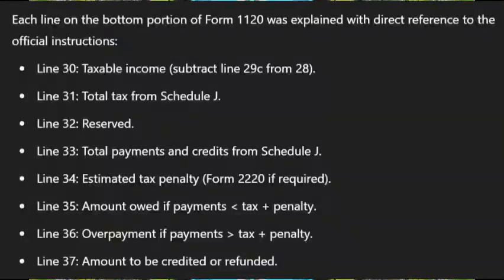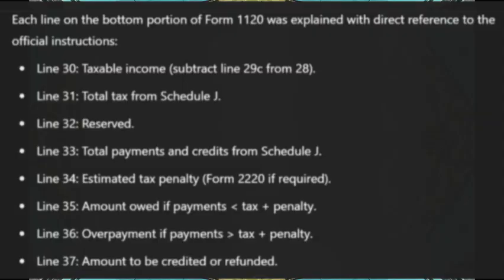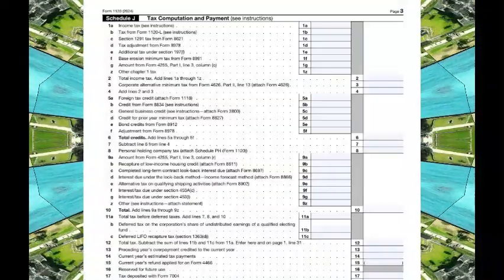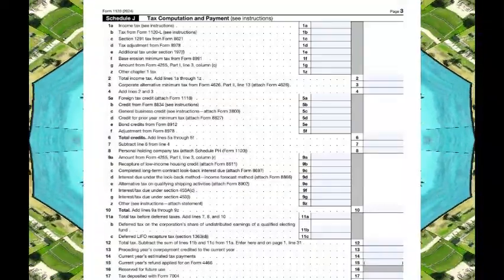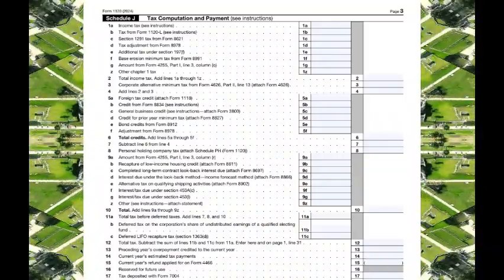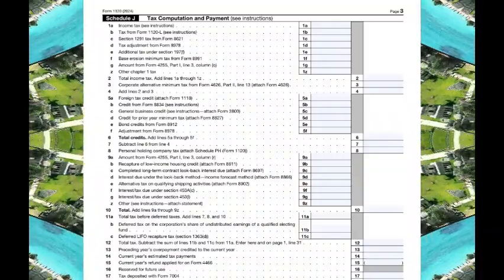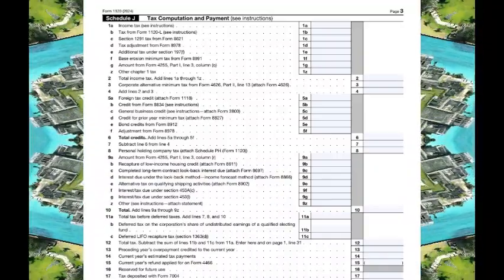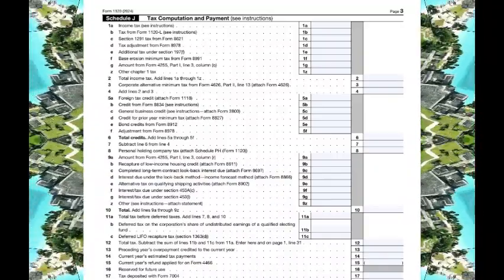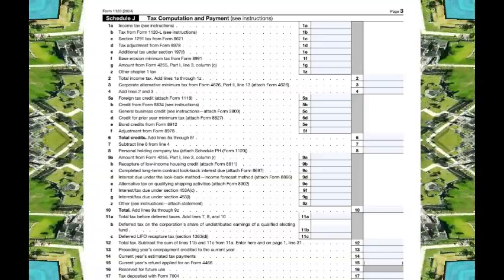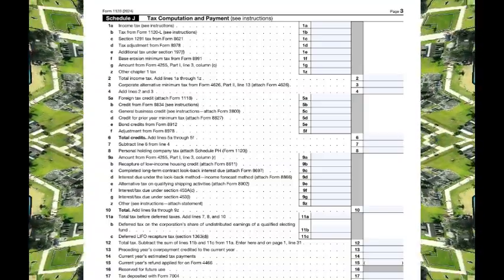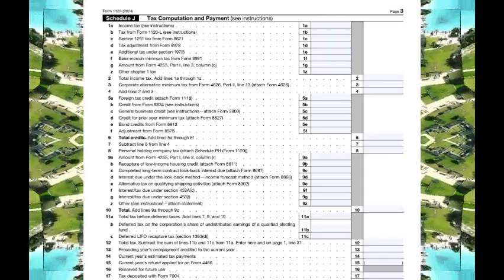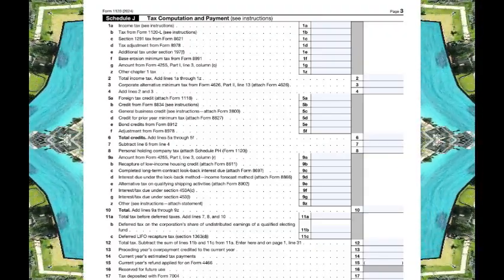Line 33 is your total payments and credits. This also pulls from Schedule J. This is where you add up everything your corporation has already paid towards its tax bill during the year. Like estimated tax payments. Exactly. Estimated tax payments are the big one here. But also, any tax credits the corporation qualifies for, maybe R&D credits, foreign tax credits, things like that. These are direct reductions, dollar for dollar, against the tax calculated on line 31. Okay, so tax calculated minus payments already made and credits earned.